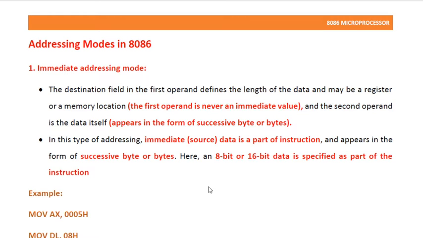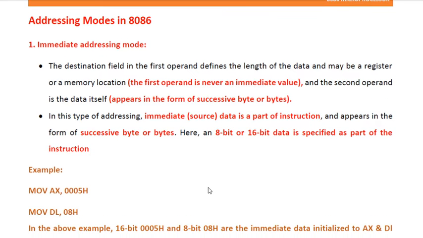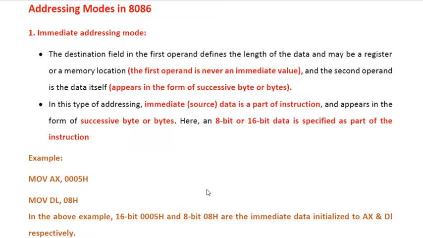successive byte or bytes. So in immediate addressing mode, the destination field is the first operand that defines the length of the data. It may be a memory or a register, but it cannot be immediate data. And the second operand is the data itself, appearing in the form of a byte or bytes. So in this type of addressing mode, immediate data is a part of the instruction, and here I can have either 8-bit data or 16-bit data specified as a part of the instruction.